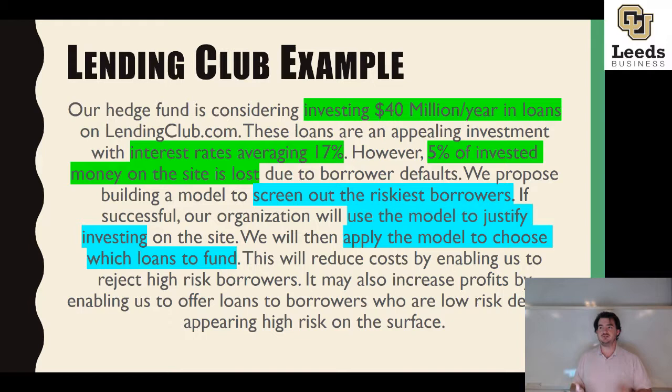So being able to say who the bad borrowers are, let's avoid them. And being able to say, this person might look risky, but they're really not, and here's why. And finally, using it to choose which models to fund.